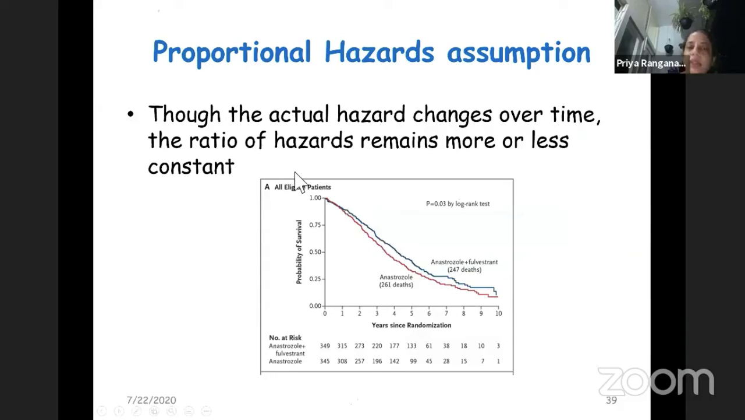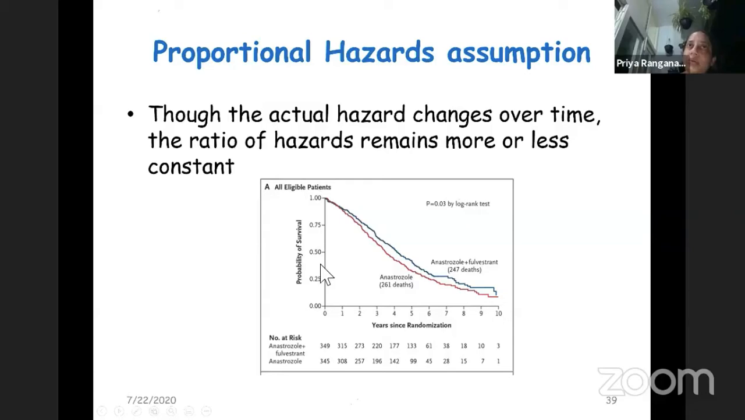We're assuming that though this risk is actually changing over time, the ratio of hazard in treatment A versus treatment B is remaining more or less constant, which means one treatment arm is always having a slightly higher risk than the other treatment arm, right? It could be 2 versus 1, it could be 1 versus 0.5, it could be 0.5 versus 0.25, but the ratio is remaining more or less constant.